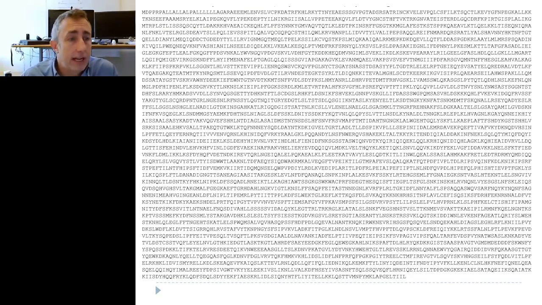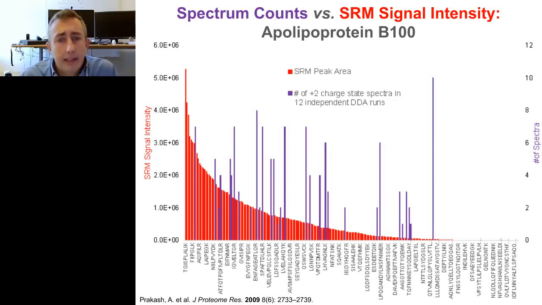It's over 500 kD. It's a very complicated protein. It's not that easy to deal with biochemically. But we did measure every single peptide by mass spectrometry. And we compared that again with the number of spectra that people were getting back from DDA runs.